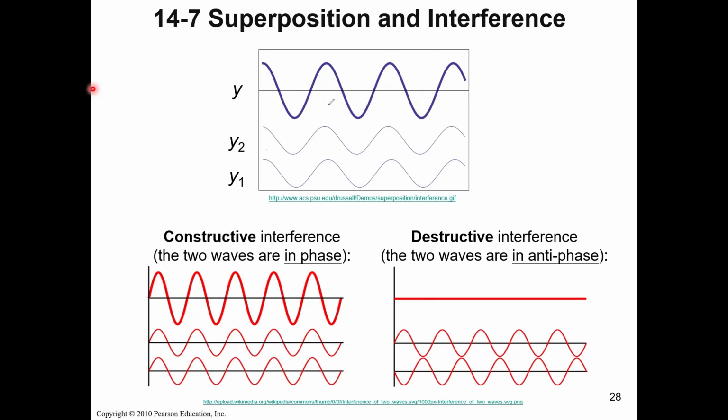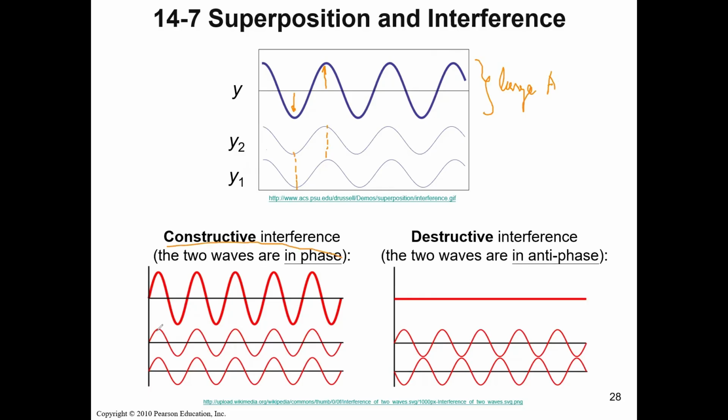Okay, if we look at this time, basically all the peaks are aligned together, all the valleys are aligned together. So two negative values add up to give a large negative value. Two positive values add up to give you a large positive value. So you have a large amplitude of the wave. This large amplitude is called constructive interference.